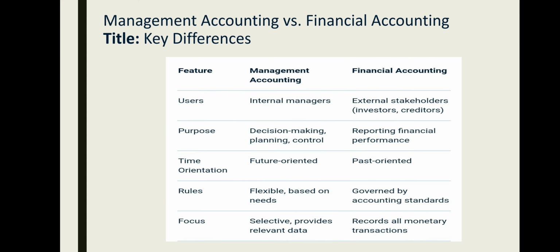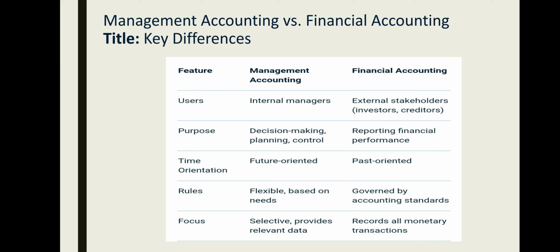Now come to the next point, that is management accounting versus financial accounting. As we have just discussed, these both are branches of accounting, but at the same time they are different from each other on various bases. Very first one, we have users. Both have different users. Management accounting is mainly used by the internal managers, because as the name suggests, it is management accounting, which is more focused on the management. So this is more used by the internal managers of the organization to take various decisions. At the same time, financial accounting has external users like external stakeholders, investors, creditors, etc.